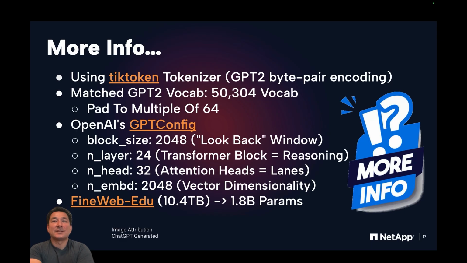Since we're changing our training process to accommodate a language model, we're going to use an established tokenizer called tiktoken, which is actually based on OpenAI's GPT-2 byte pair encoding. Then we're going to use GPT-config, which captures the configuration parameters used to train a GPT-2-style language model. This config defines things like the block size, the number of layers, which captures the number of transformer blocks, the number of attention heads, and the vector dimensionality for each token ID. Finally, when you combine all of these things and use the FineWeb EDU 10 terabyte dataset, you'll roughly get a 1.8 billion parameter model.